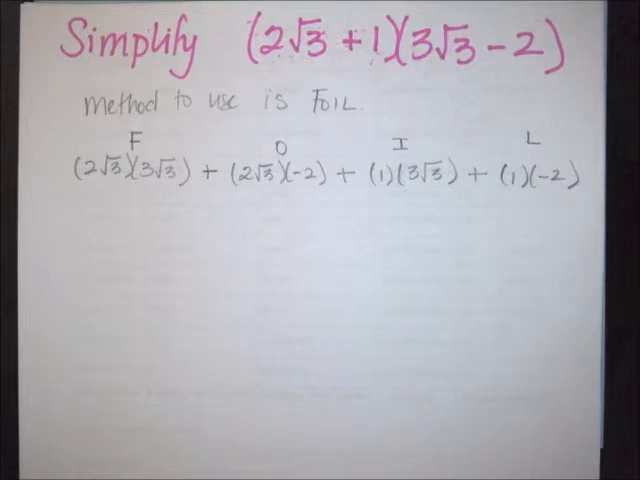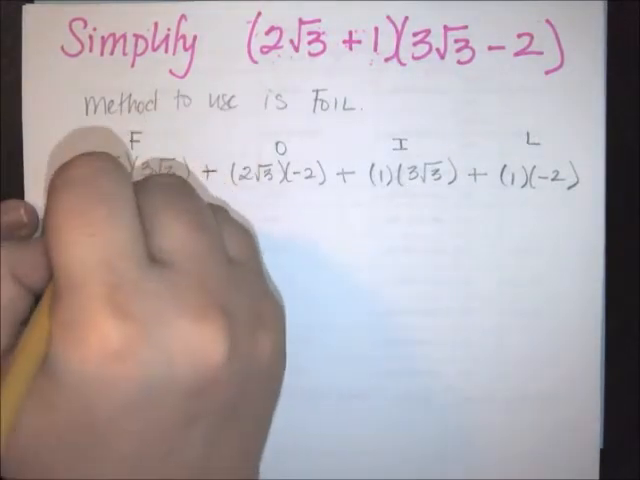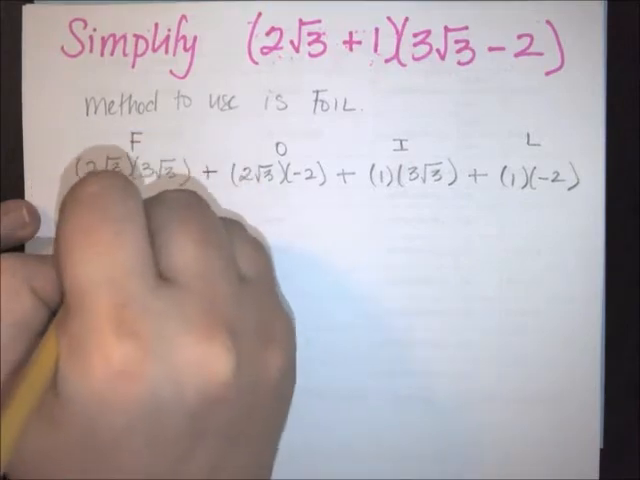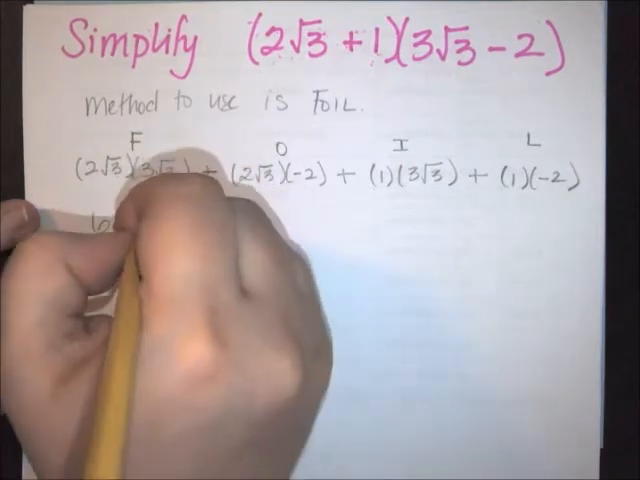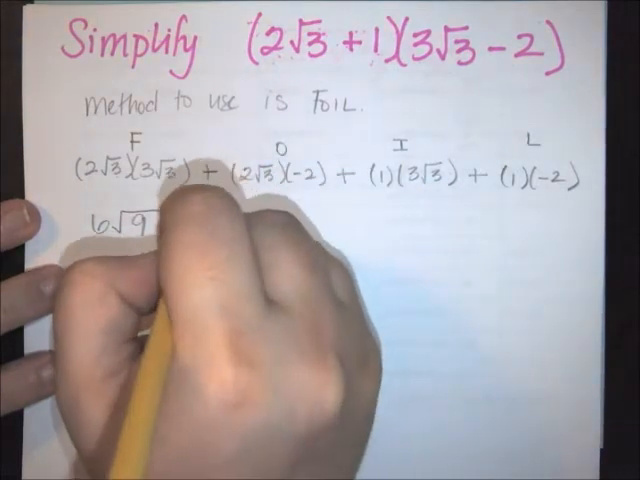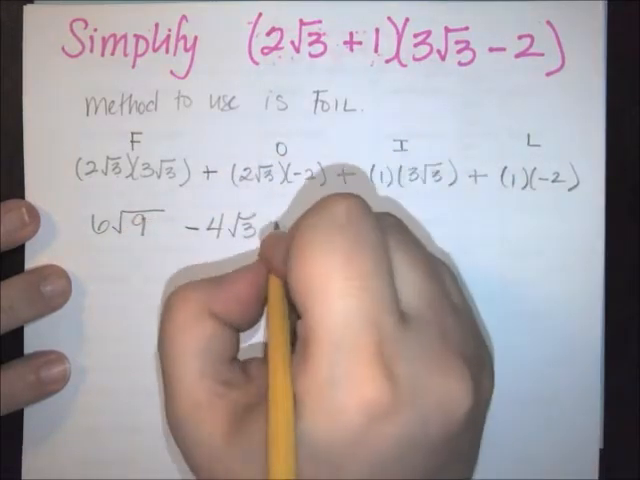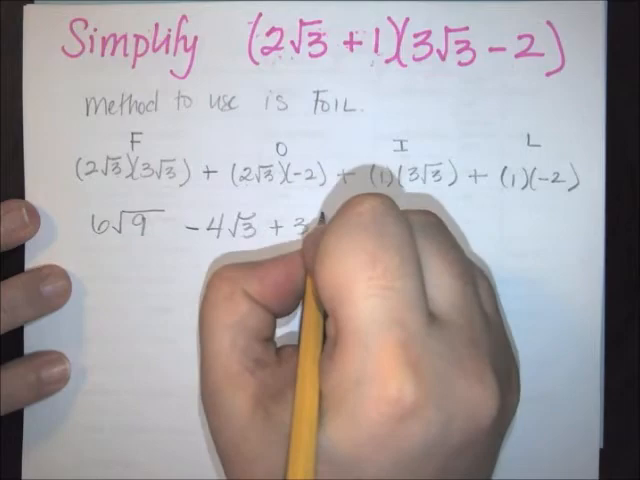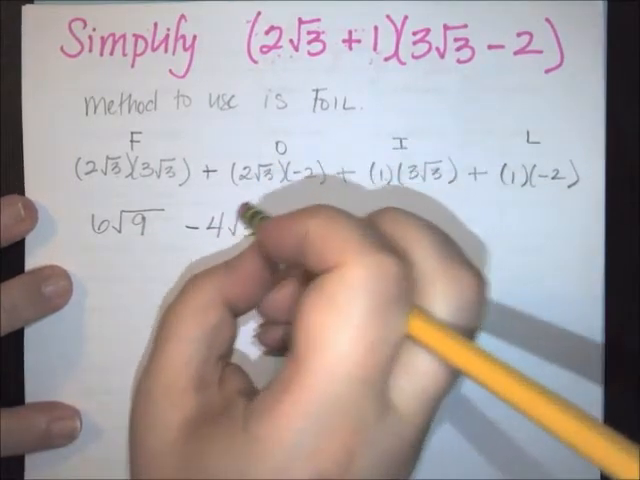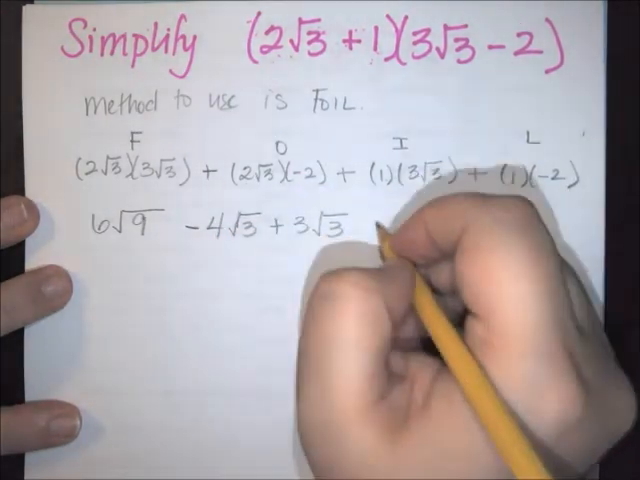So with that, we have 2 times 3, which is going to be 6, and then I have the square root 3 times 3, which is 9. I have 2 times negative 2, which is going to be a negative 4 square root of 3. I have 1 times 3, so this is plus 3 square root of 3. And then I have 1 times negative 2, which is a negative 2.